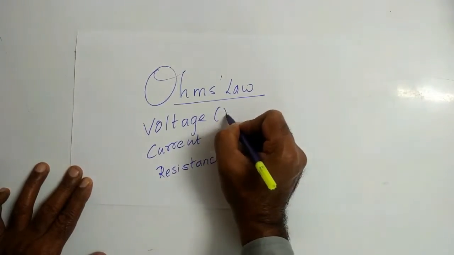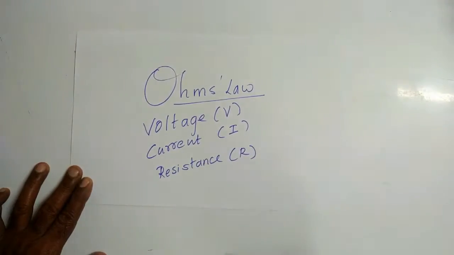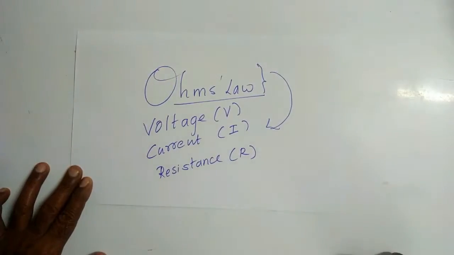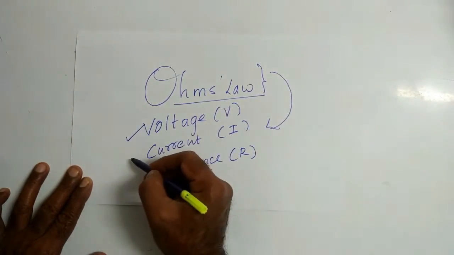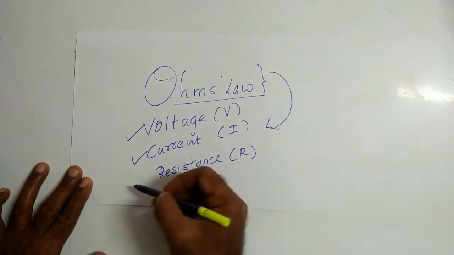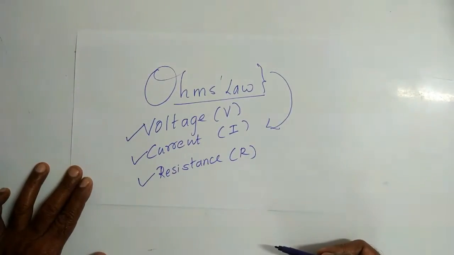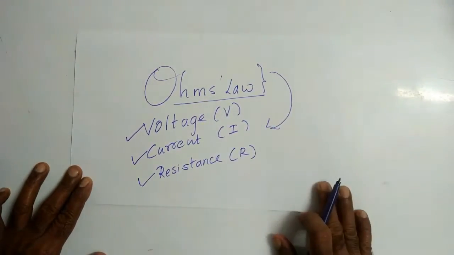So if you give a symbol V for voltage, then I will be for current and R is for resistance. So this Ohm's law states the relationship between these three, which means to demonstrate Ohm's law, we have to measure voltage, we have to measure current, and we have to calculate resistance and derive the conclusion which shows the relationship between voltage, current, and the resistance.